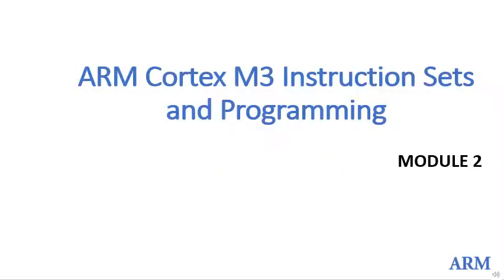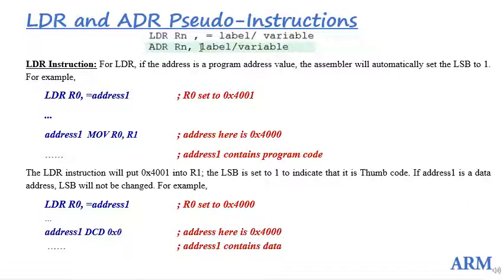Welcome all. Today we'll look into the pseudo instructions that are supported by Cortex M3, and memory barrier instructions and instruction barrier instructions. So you have already learnt about the memory access instruction LDR, that is to load data from the memory to a given register in the instruction, right?